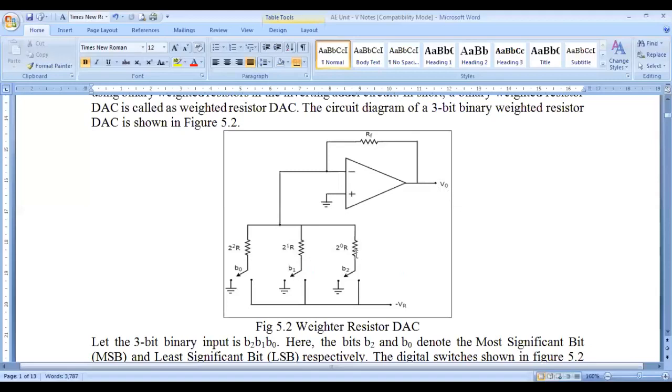So these resistors are 2 power 0 R, 2 power 1 R, 2 square R. B2, B1 and B0: B2 is MSB, B0 is LSB. We are having three switches here. When I connect the switch here, if it is logic 1 it will be connected to minus VR. Otherwise, if it is logic 0, it connects to the ground. So this is a 3-bit binary weighted resistor DAC.